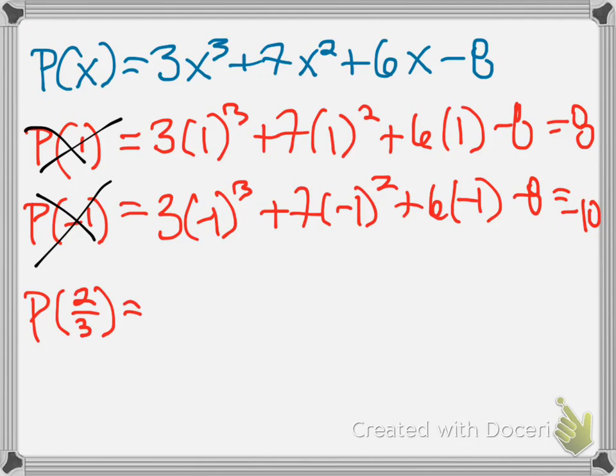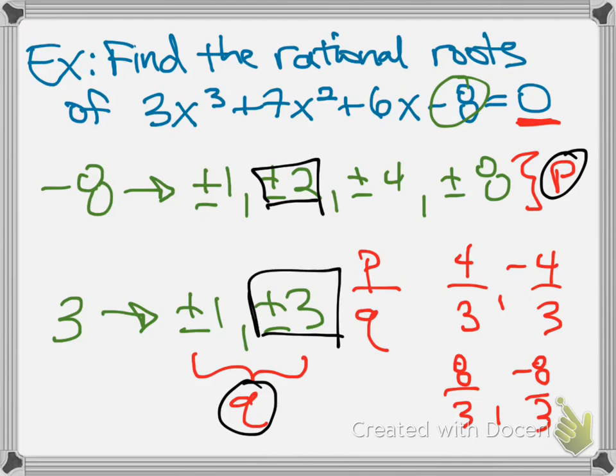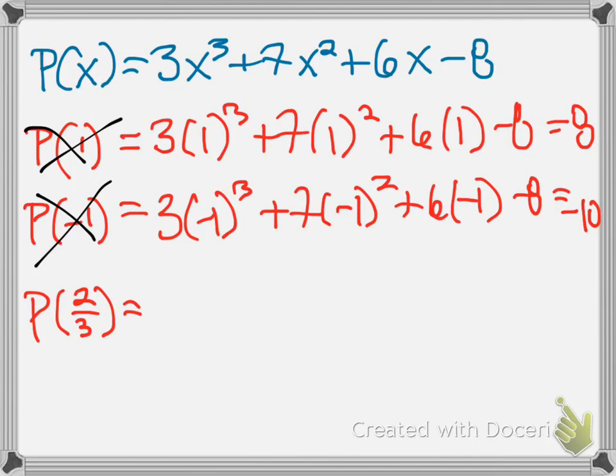Now I'm testing the rational possibilities, again by combining various factors of the constant term, which gave us our p-values, and dividing that by various factors of our leading coefficient, which was q. And one of the values that I want to test out is 2/3. The 2 comes from our list for p, the 3 comes from our list for q. So let's see what happens when we plug 2/3 into our polynomial.